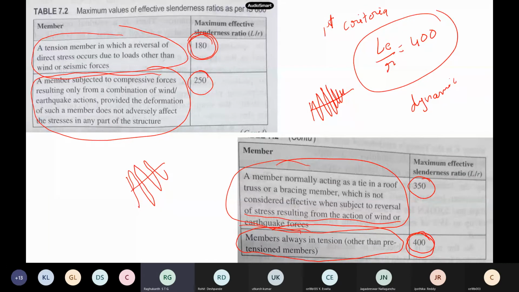Sometimes what they do is they do all the design, and in the end they calculate L by R, whether it is between the prescribed limits or something like that also. So they check. So this is like a check actually in the design. Of course, slenderness is not important for tension, but sometimes it may be dynamic loading, say, compression also may come. So these are the limits. Okay, so this is the first thing you have to verify, whether you are doing properly or not.